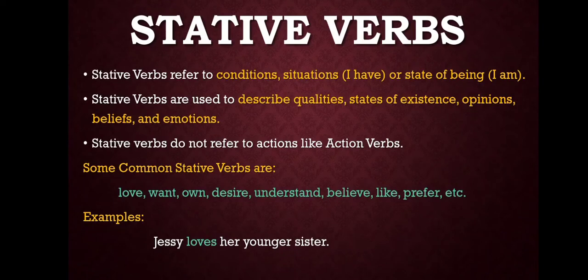Jessie loves her younger sister. Here the word love is used as a stative verb to describe the emotion of a subject. My friends understand my problem. Here understand is used to show a state or quality, what the other person is perceiving as the subject of the sentence. So these are all stative verbs.